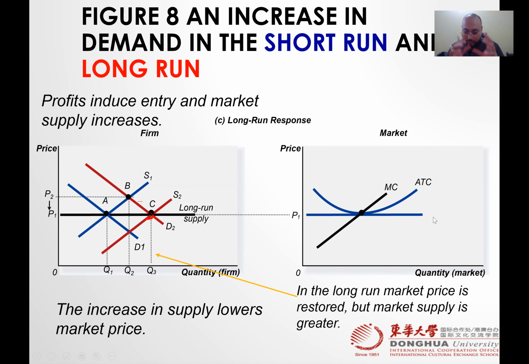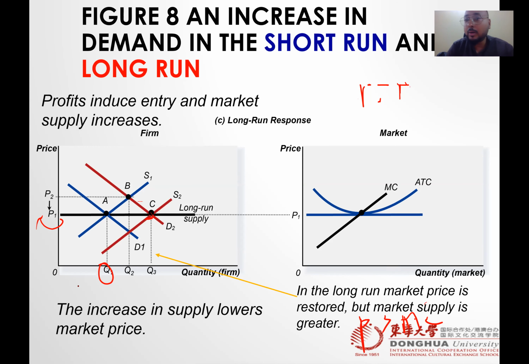Whenever there is a short run disruption, demand increases, causing price to increase. When price increases, in the long run, price is greater than average total cost. What happened? New firms come to the market and supply increases. When supply increases, price goes down, back to square one. So we are again on price P1, right? But there is a difference.